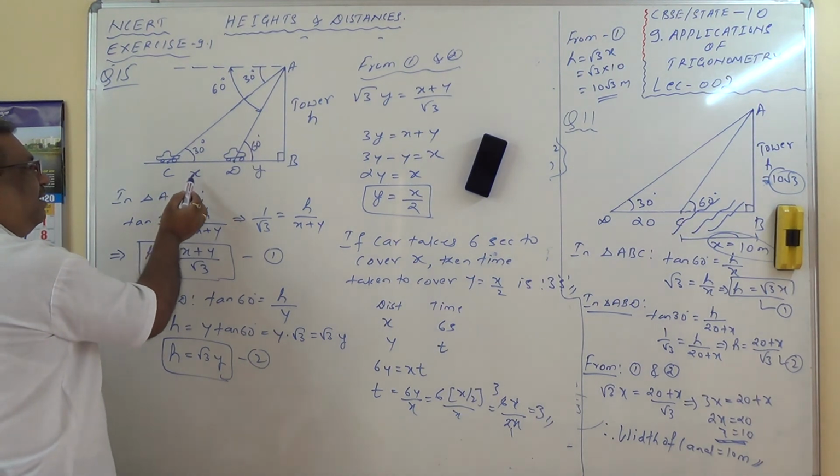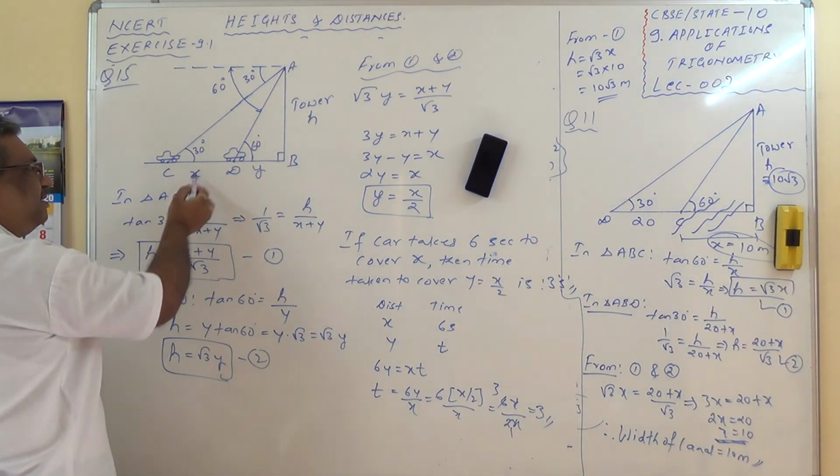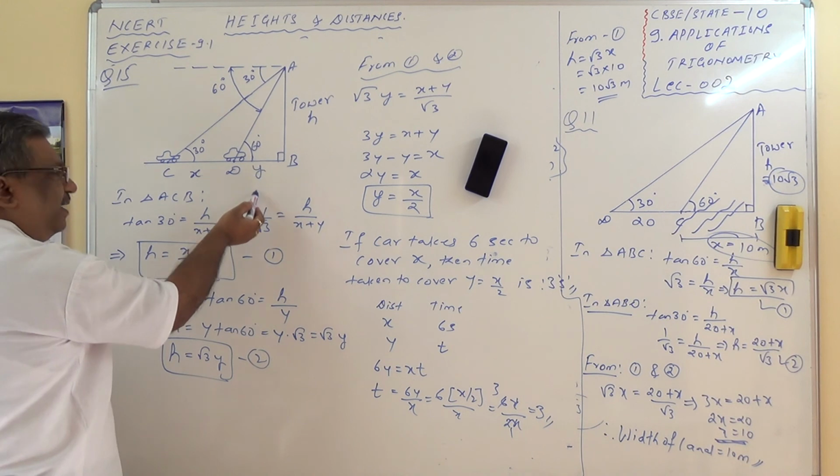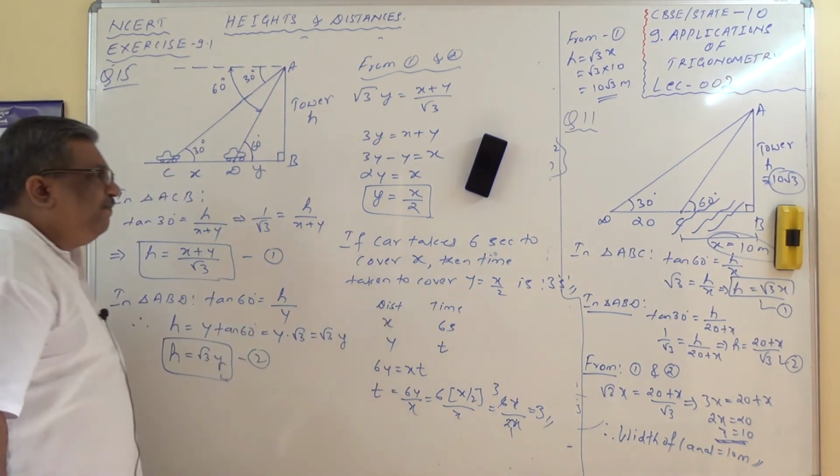Time taken for x distance is 6 seconds. What is the time taken for y distance? This is what I have worked out. So make a note of this.